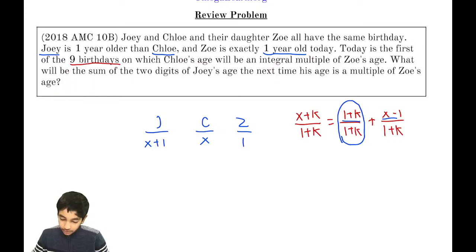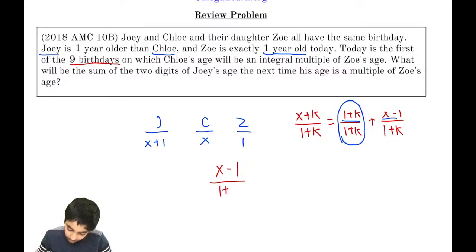So in order for this quantity (x plus k) over (1 plus k) to be an integer, and since we know that (1 plus k) over (1 plus k) is an integer, we need (x minus 1) over (1 plus k) to be an integer. So we're given that there are exactly 9 values such that (x minus 1) divided by (1 plus k) is an integer. And what does that mean? That means that there are 9 factors of x minus 1.